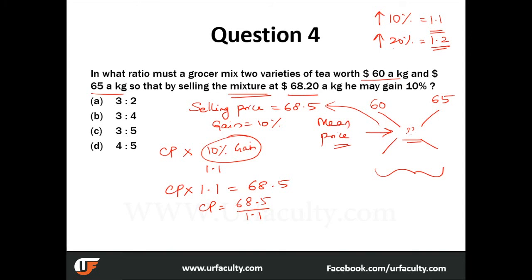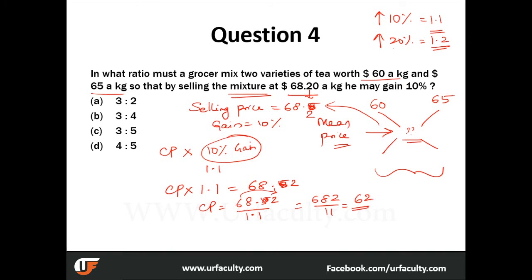And is this a multiple of 11? No. So okay, that's the mistake we have made here. It is 68.2. Now 68.2 is a multiple of 11. 6 plus 2 is 8, 8 minus 8 is 0, so it is a multiple of 11. So you are left with 682 by 11, which is equal to 62.